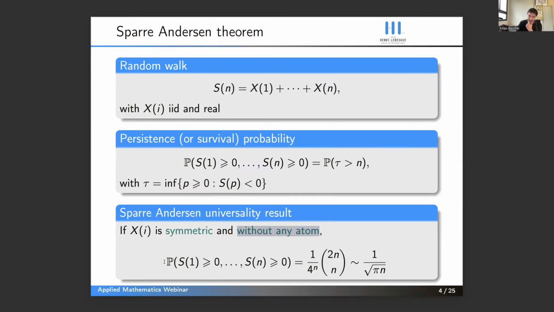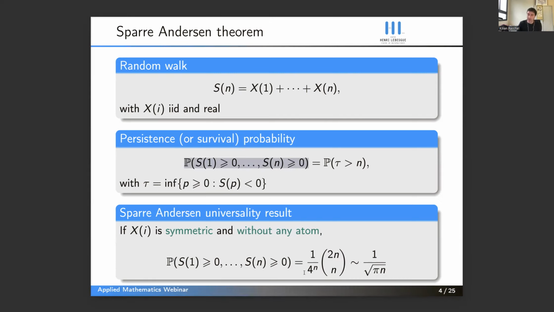And the result is that this persistence probability, the one I was mentioning before, is universal: it doesn't depend on the distribution. And there is a very simple combinatorial formula. Just take the central binomial coefficient, 2n choose n, and with some normalization, 1 divided by 4 to the n. And this gives this persistence probability. It's a very surprising result the first time you see it, because it's striking that it's just universal. It doesn't depend on the distribution.